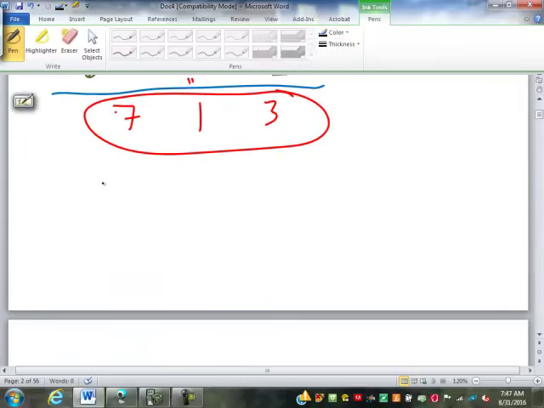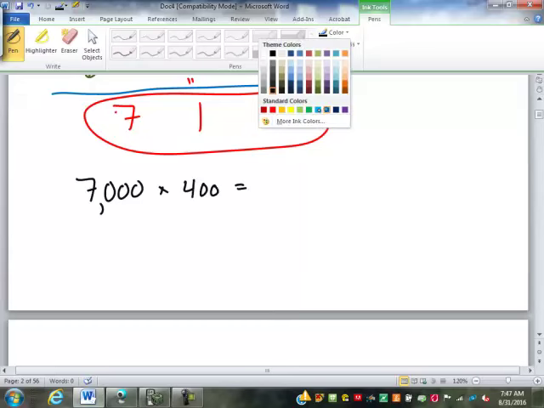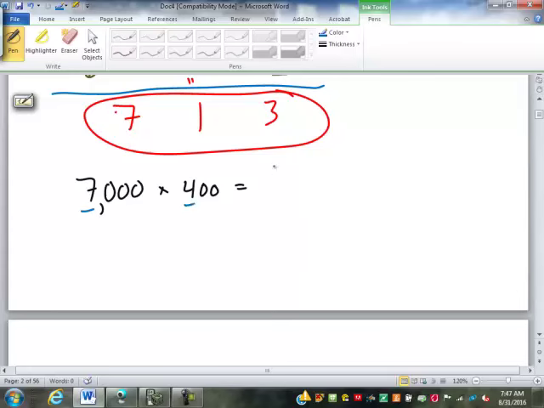Let's do some examples here. Let's say I have 7,000 times 400. I would do 7 times 4 is 28. How many zeros do I need? 1, 2, 3, 4, 5. Exactly. Put in my commas, that's 2,800,000.